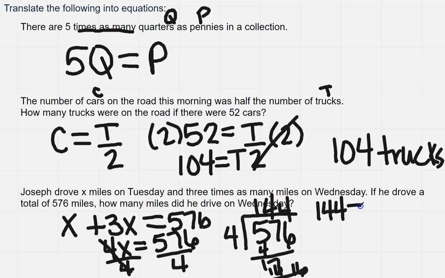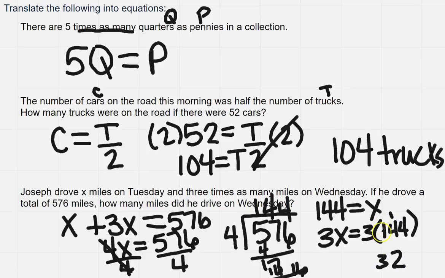Now that's X, correct? But it wants to know on Wednesday. So now I need to take 3X, which would be 3 times 144. So there would be 2, carry 1, 13, carry 1. So he drove 432 miles on Wednesday.